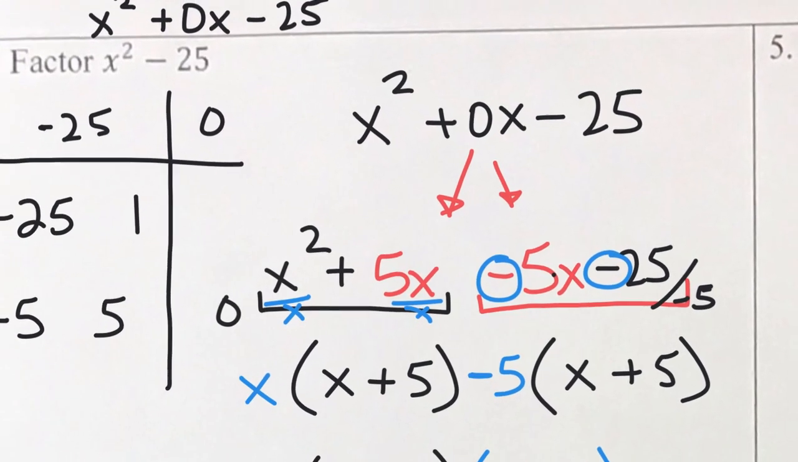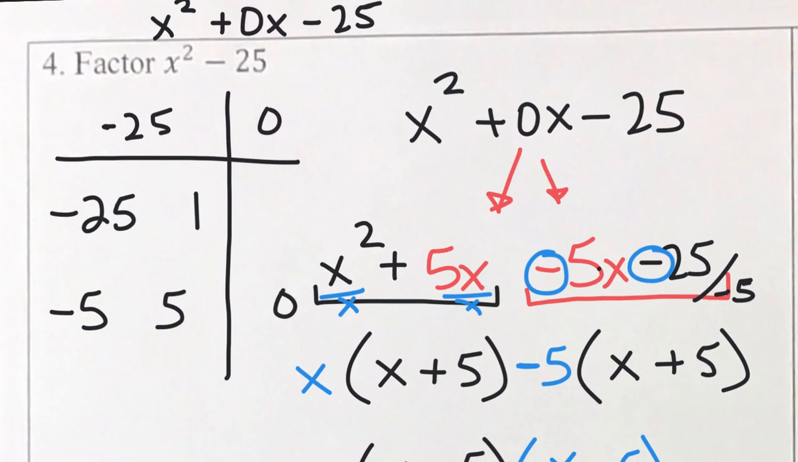Okay, so these ones are strange, right, because it doesn't have all the terms to begin with. So we have to deal with that by putting a 0 into the middle, right? There are 0 x's, so we have a 0. And that splits into a positive and a negative. Okay?